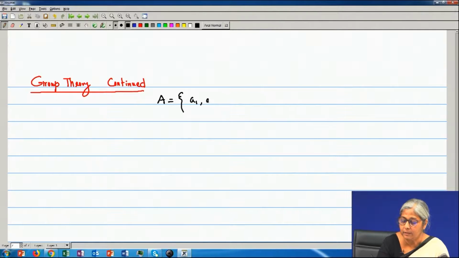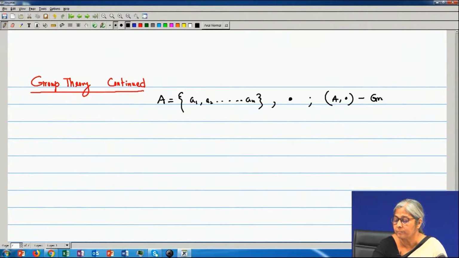with n numbers of elements and one operation dot, so that A with dot forms a group, then these elements with the operation can be represented by an n by n matrix. Also we have seen that no two elements in a row or no two elements in a column are identical. We have proved that thing.